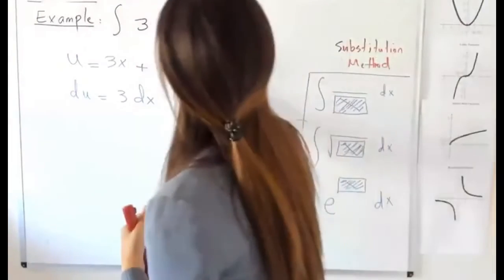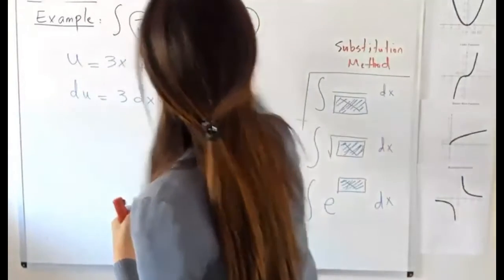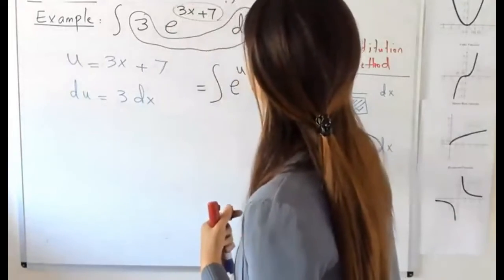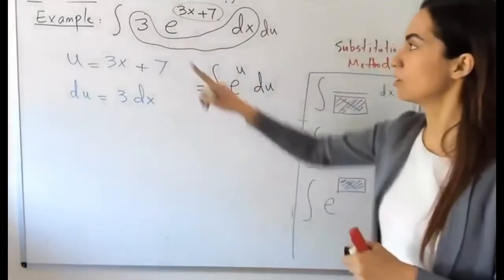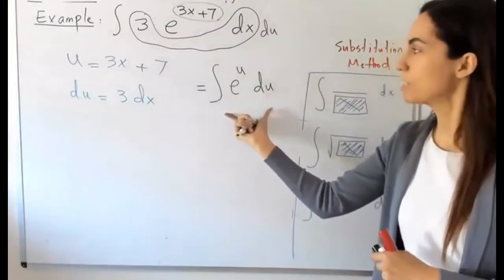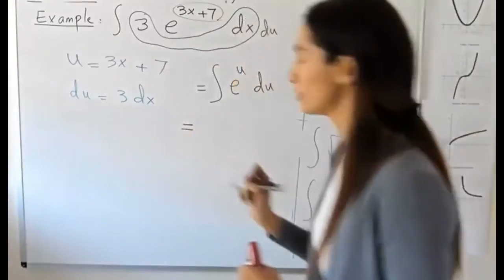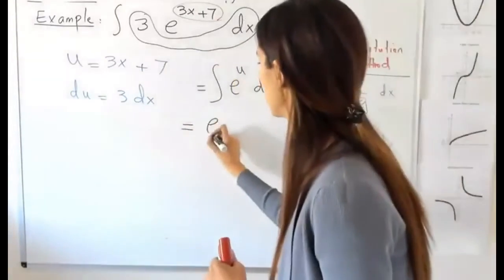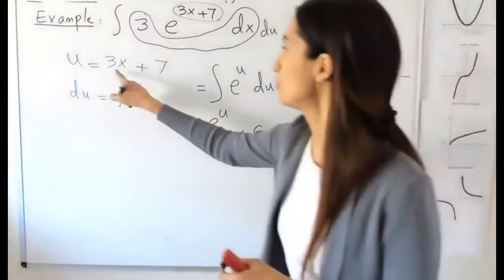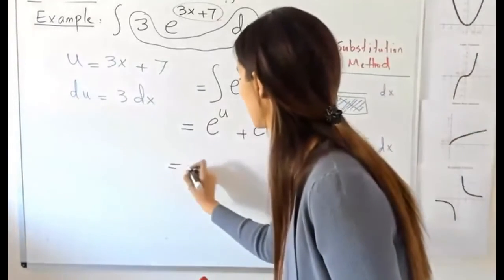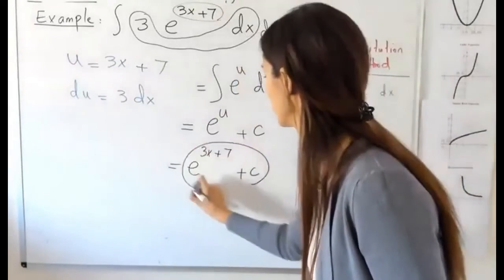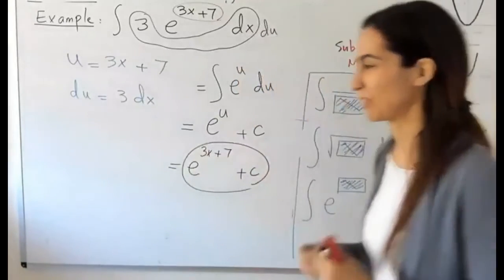I can write the integral. I have 3 dx, which is my du. I have the integral of e to u du. So I rewrote my integral in a shorter and compact form that I know how to evaluate. This is the integral of e to u, which is e to u plus constant of integration. But what is u? u is 3x plus 7. So you get e raised to 3x plus 7 plus constant of integration using the substitution method.